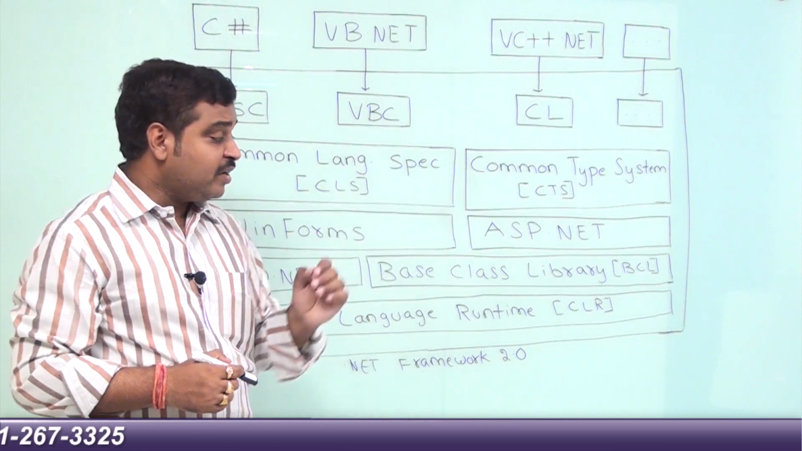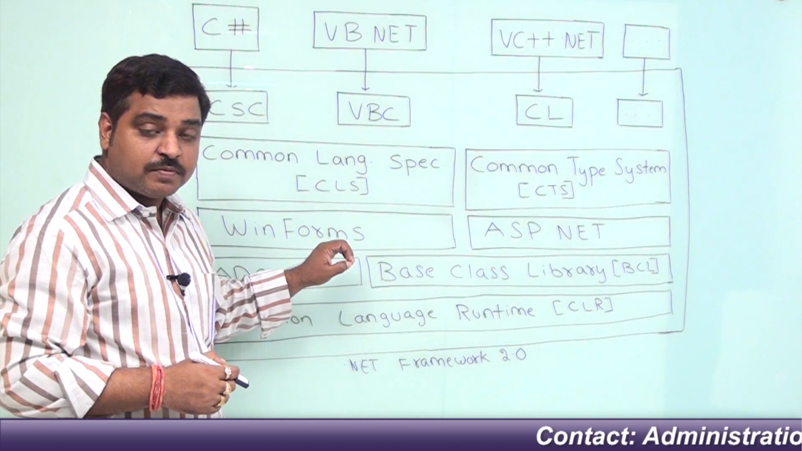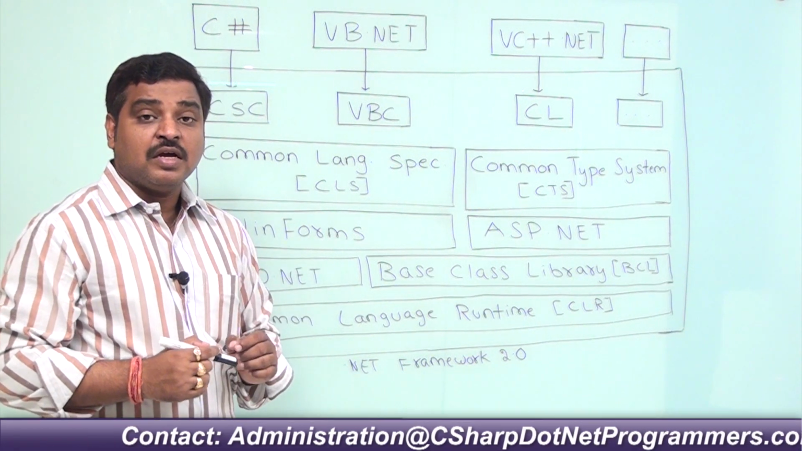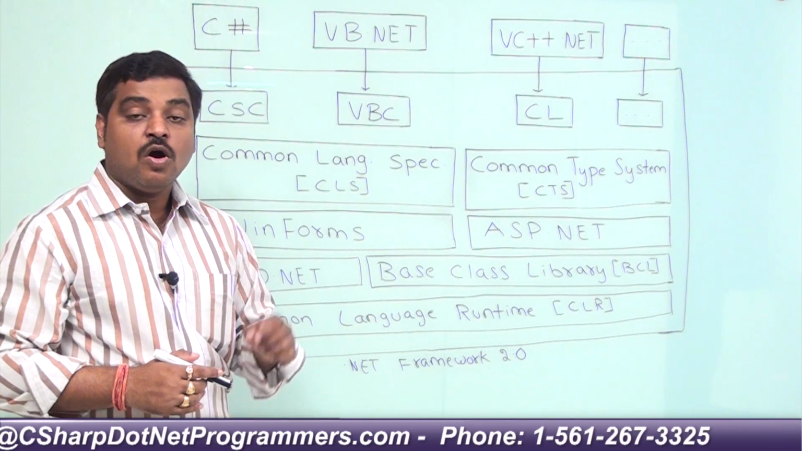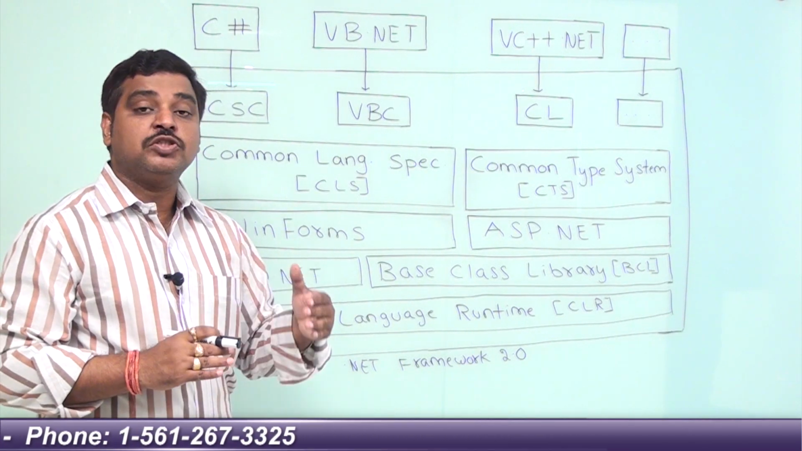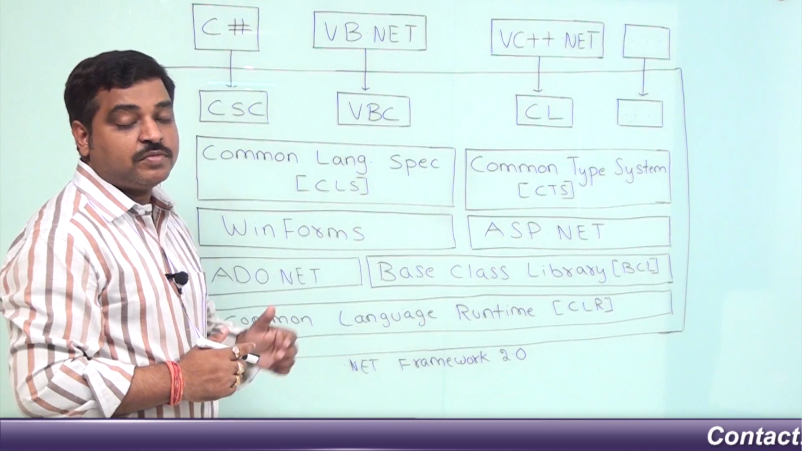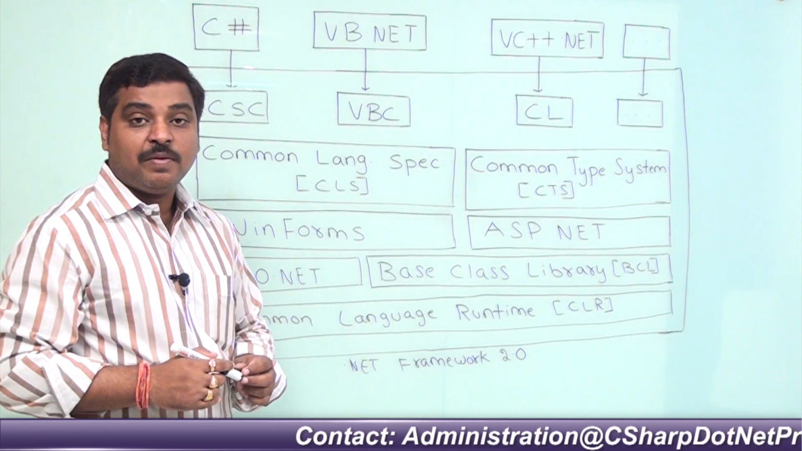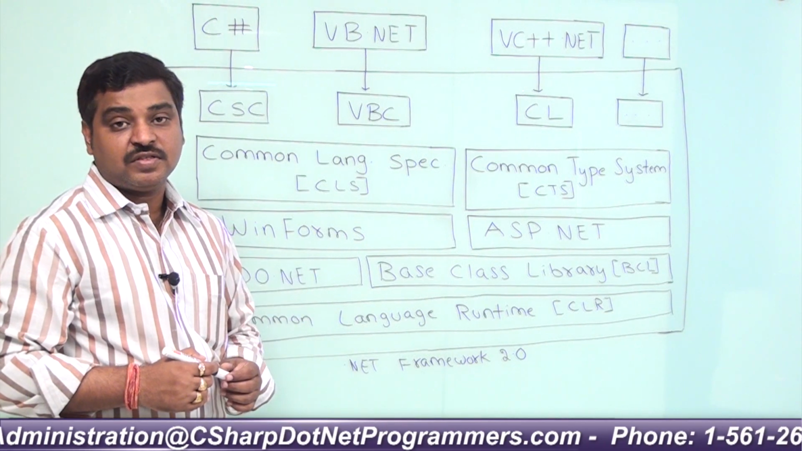And when we use our .NET framework, we can develop two types of applications. One is WinForms, the other one is ASP.NET. WinForms is a specification for developing a desktop application or a client server application. Whenever we want to develop a desktop application or client server application, we can select WinForms. ASP.NET is a specification for developing web applications or websites and services.